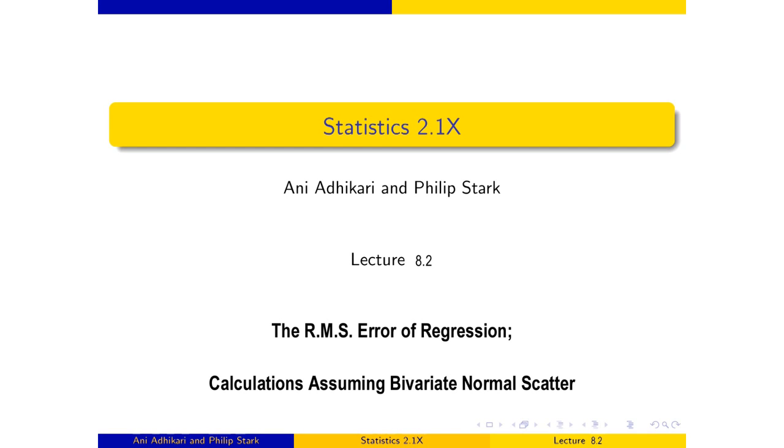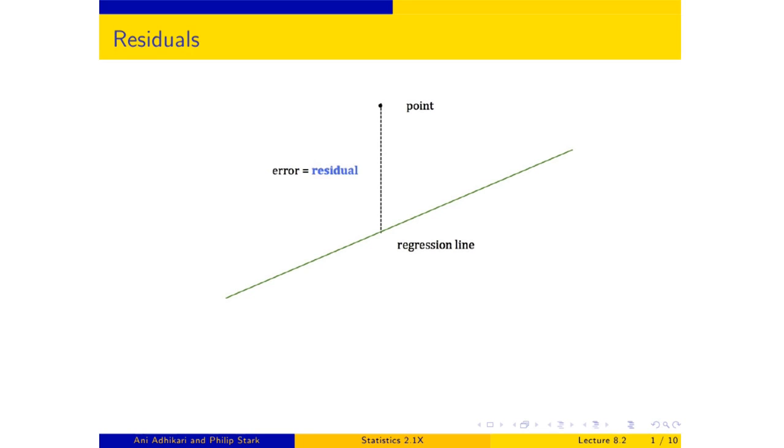Now that we've seen that the regression line has the smallest root mean squared error of any straight line you might use for estimation, we're going to take another look at that error that it makes and see what we can do with it. So imagine lots of points. I've just drawn one and the regression line going through them.